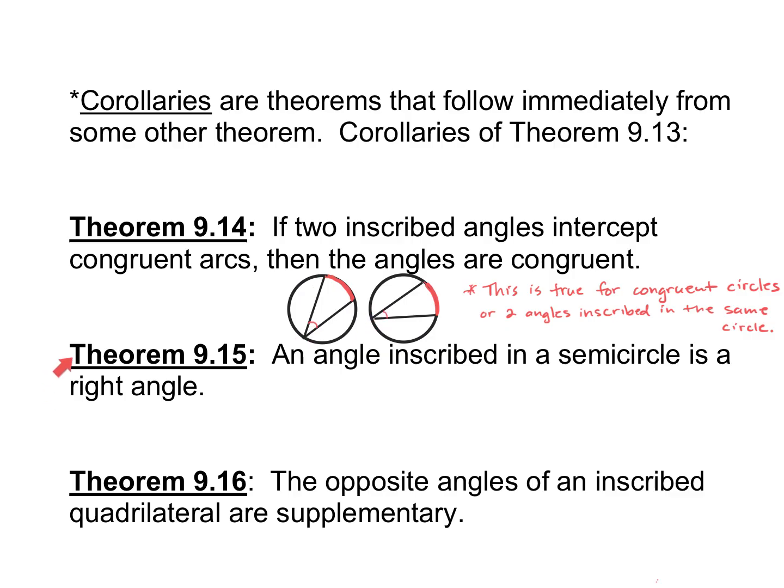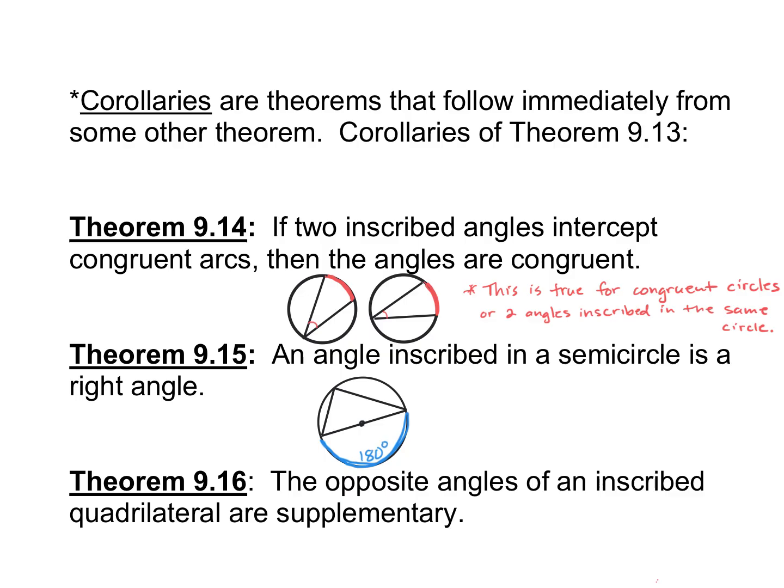Okay, the next one says an angle inscribed in a semicircle is a right angle. Take a look at this circle, and here's a diameter. So this entire inscribed angle has been inscribed in a semicircle. This semicircle is what this angle has been inscribed in. So what that means, if we look at our measurements that we've talked about already, this arc right here, that's a semicircle, that's 180 degrees.